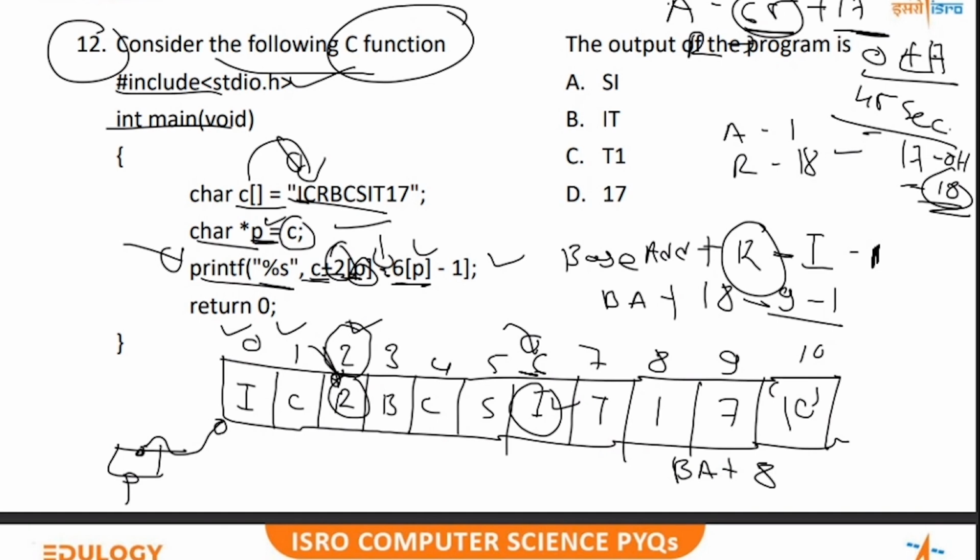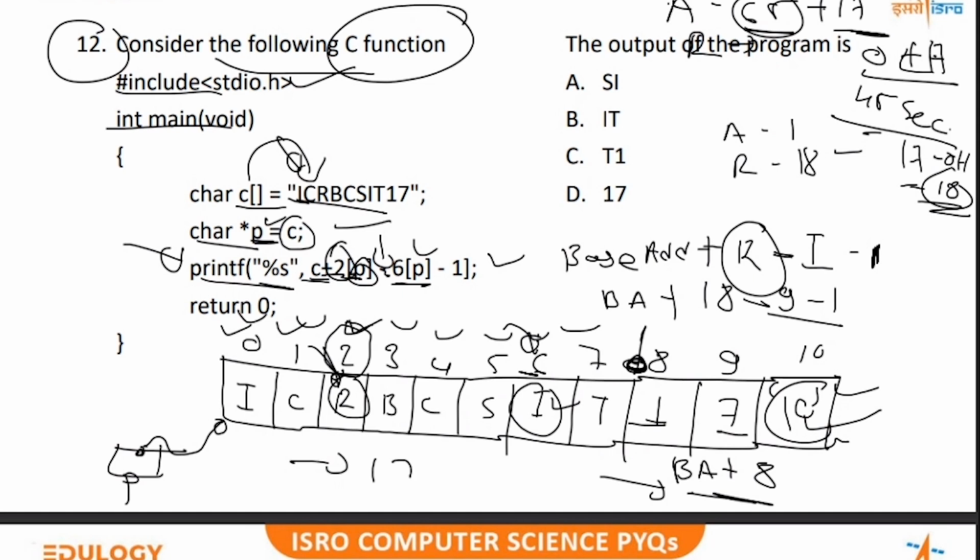Okay, now what do we have to do? We have to reach this position and start planting till we get the null character. So here 0, 1st, 2nd, 3rd, 4th, 5th, 6th, 7th. We have to start planting from here. 7, 1, 7, and now what are we getting? We are getting the null character. So we have to stop our planting. So what do we get in the answer? 17. This is our final answer.